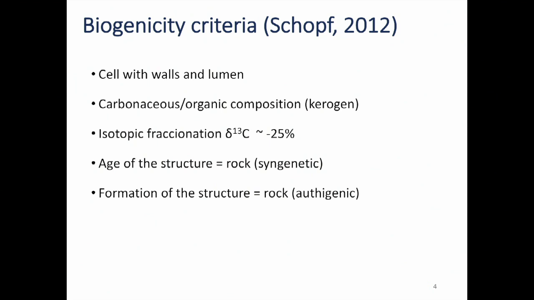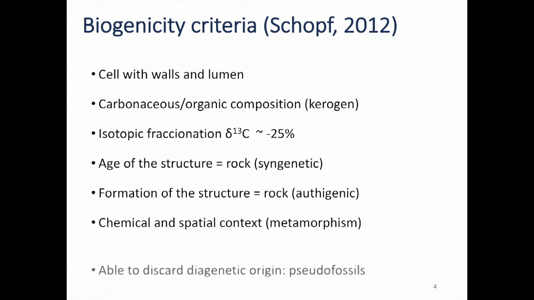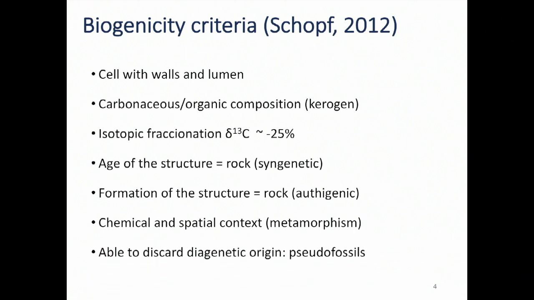And it has to make sense in terms of chemical and spatial context. So it can't be something that came from outside and it is in there. And you have to be able to discard diagenetic origin. So it can't be a pseudofossil, such as the Martian meteorite, as most people say. So these are the criteria based on Schopf, but as I said, most of the criteria are based on carbon preservation of the fossils. And this is not the case for most of the very old microfossils.